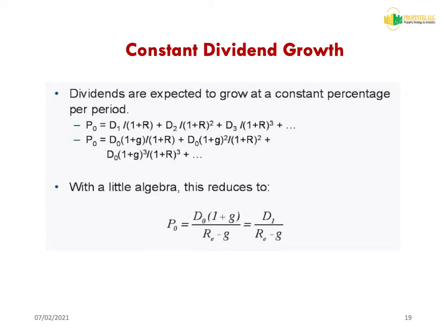So using these variables, the equation for the Gordon growth model is given as: the price per share is equal to the dividend to be paid in year 1 divided by the difference between the company's cost of equity capital and the growth rate in the dividends.